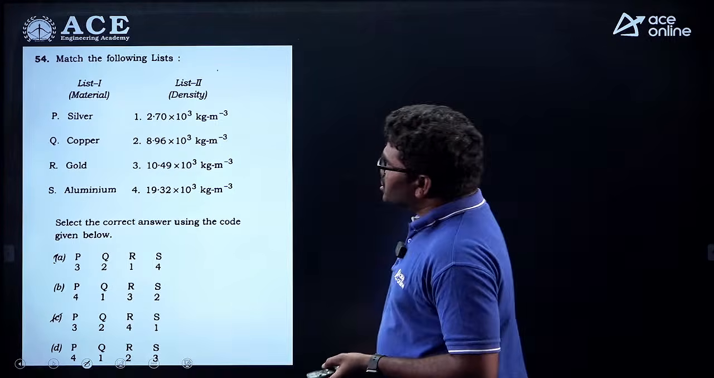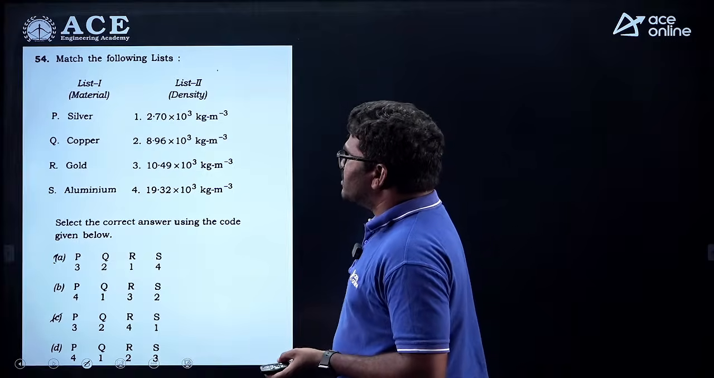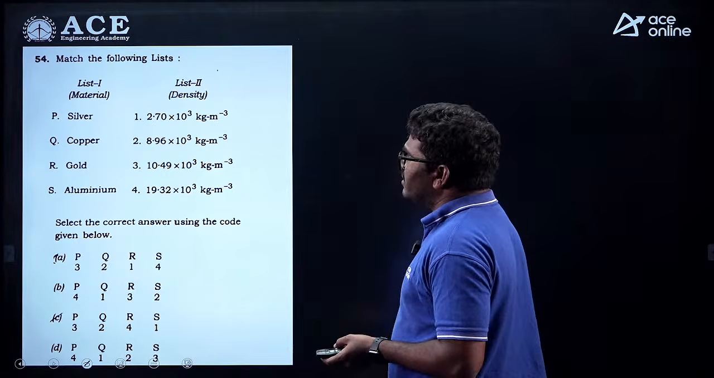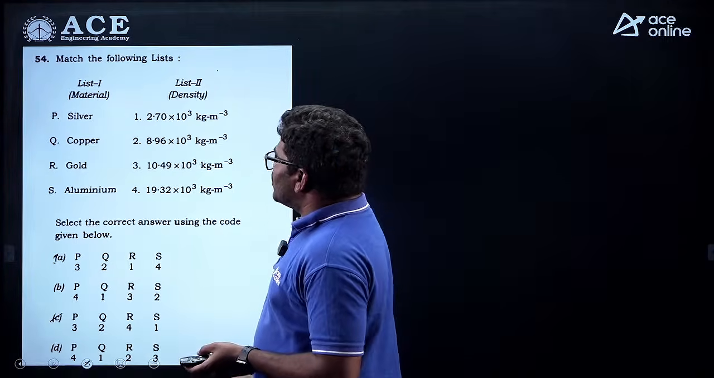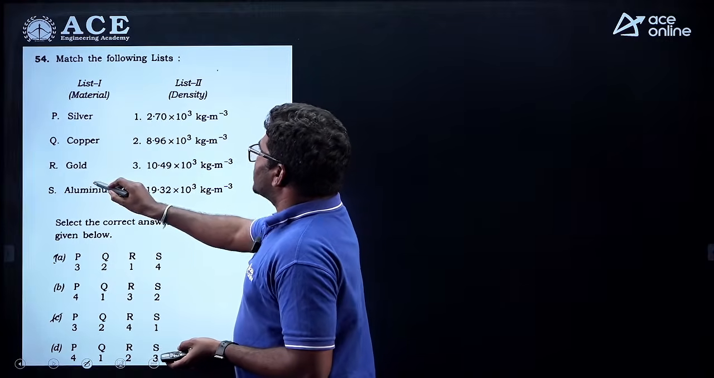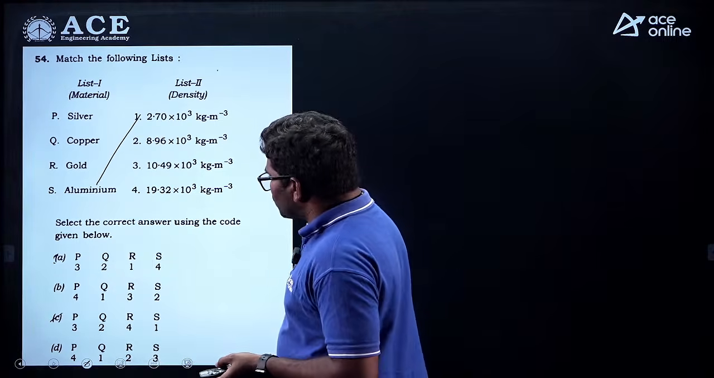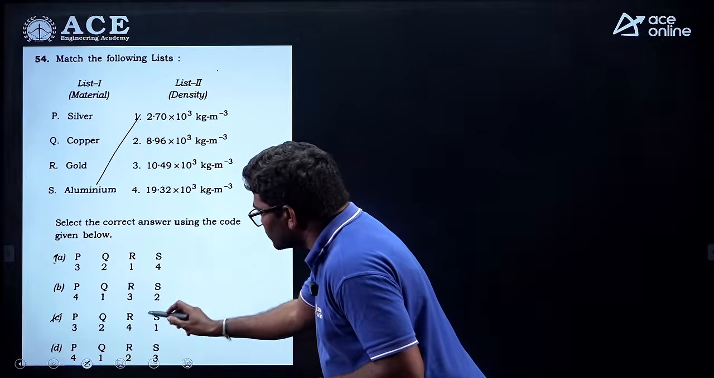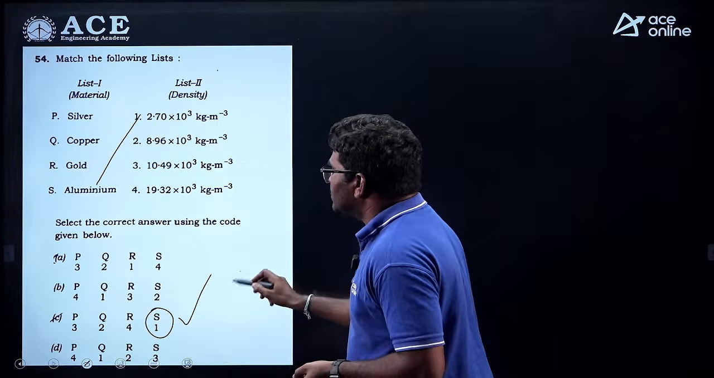Right. Now this question is related to different metals, silver, copper and gold, and their theoretical density values. Generally aluminum is a low density material, so aluminum is 2.7. So S is equal to 1. Out of these 4 options, S is equal to 1 in only one option, so C is the correct option for this question.